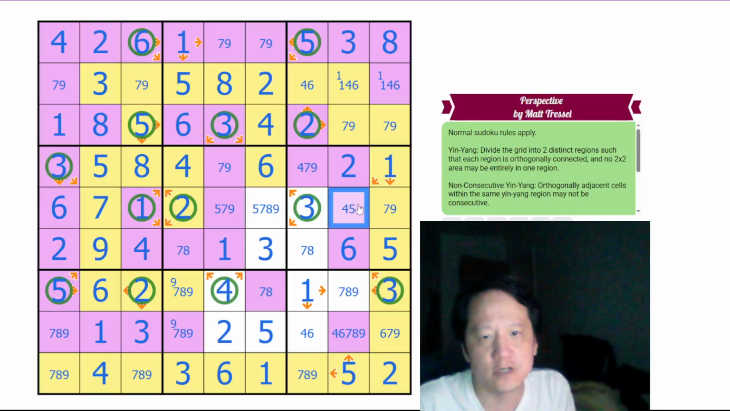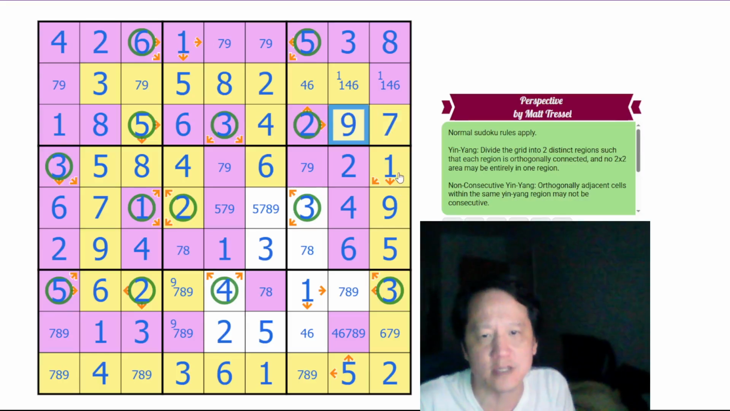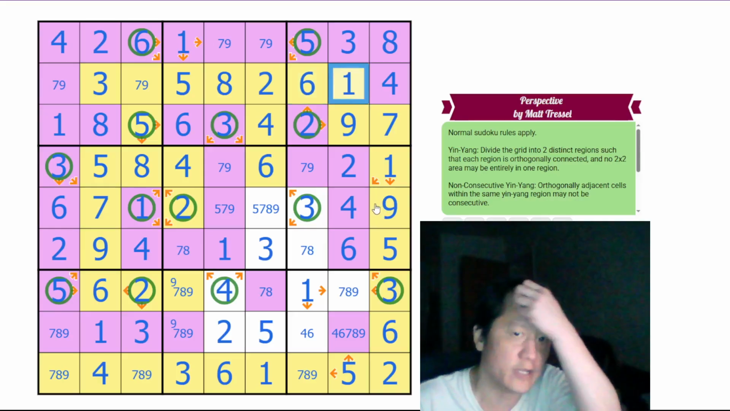So no 6 here, no 5 here. This is 4. 4 eliminates 4 here, so it's 7, 9 as a pair. 7 eliminates 7 here, so it's 9, which makes this 7, which makes that 9. This can't be 7 or 9, it's 6. This can't be 1 or 6, it's 4, which makes this 6, which makes that 1.